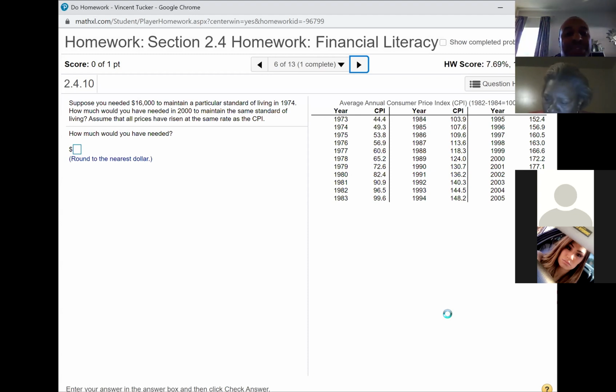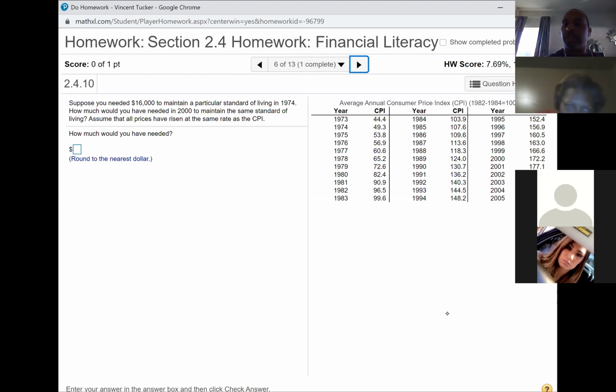Suppose you needed $16,000 to maintain a particular standard of living in 1974. How much would you have needed in 2000 to maintain the same standard of living? Assume that all prices have risen at the same rate as CPI.